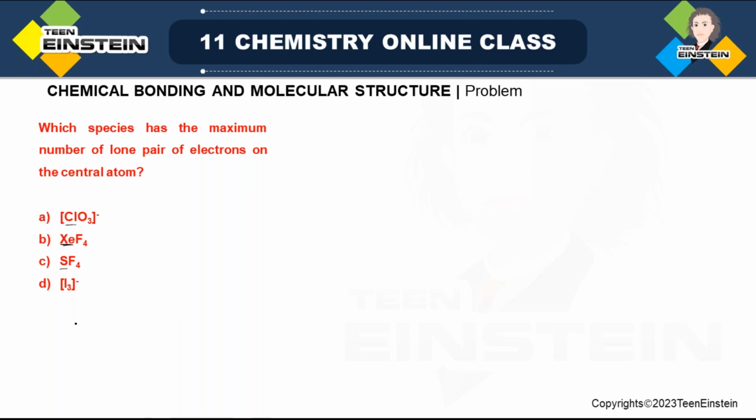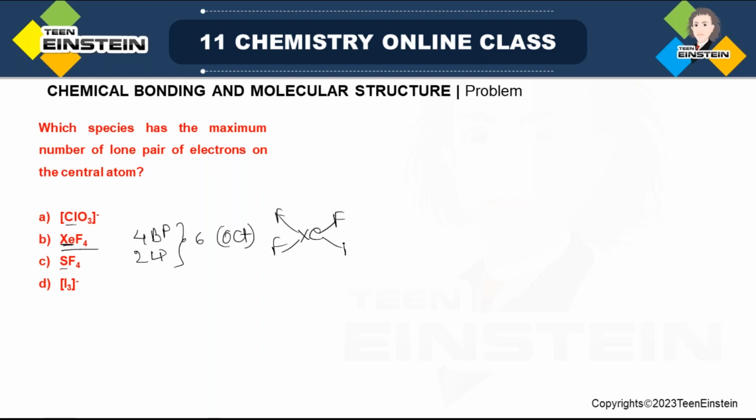So which species has the maximum number of lone pairs of electrons? If you want to answer this, you have to know the geometry, how many bond pairs and how many lone pairs are there. Now, remember for XeF4 I have already shown that for Xe there are a total of 8 electrons. Out of these 8, 4 will be used up in bond formation. So there will be 4 bond pairs, and out of 8, 4 used up, 4 remaining, that means 2 lone pairs will be there. So total positions are 6, and 6 means it should be octahedral. But in octahedral, you have only 4 Xe-F bonds.